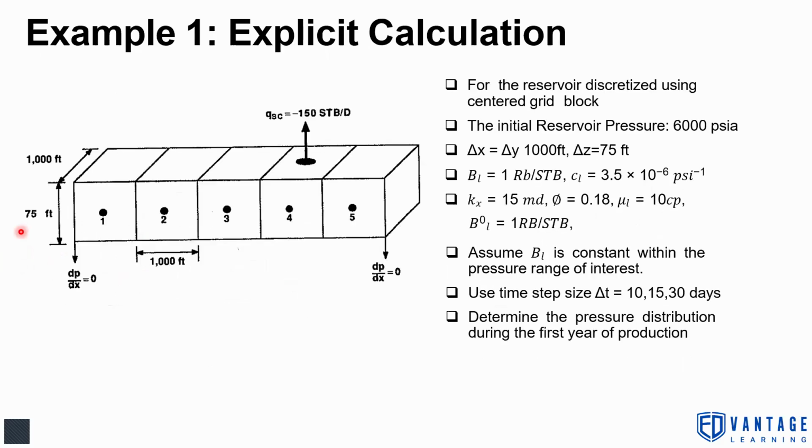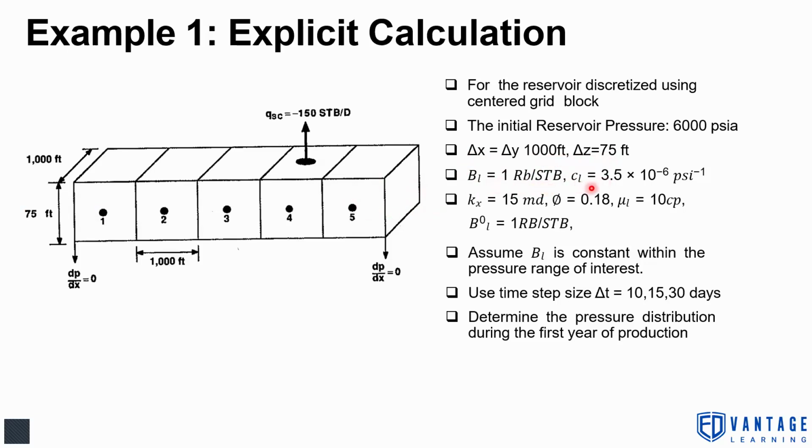So example one, where we have 5 grid blocks in a one-dimensional flow process, and we have a no-flow boundary, which is dp/dx is 0. There is no pressure gradient beyond the first grid cell and after the fifth grid cell. Delta x is equal to delta y, which is 1,000 feet, and delta z thickness is 75 feet. So the liquid, which is oil, has a formation volume factor of 1.